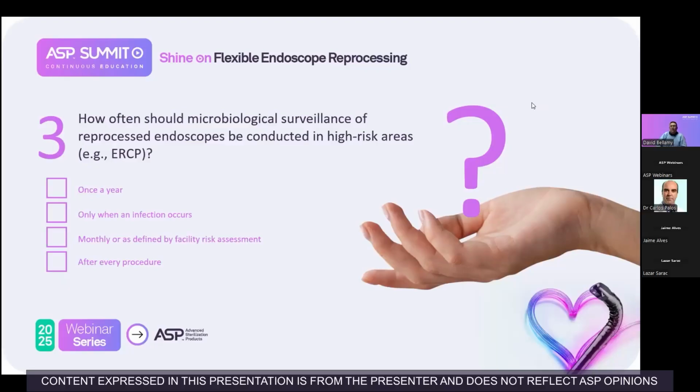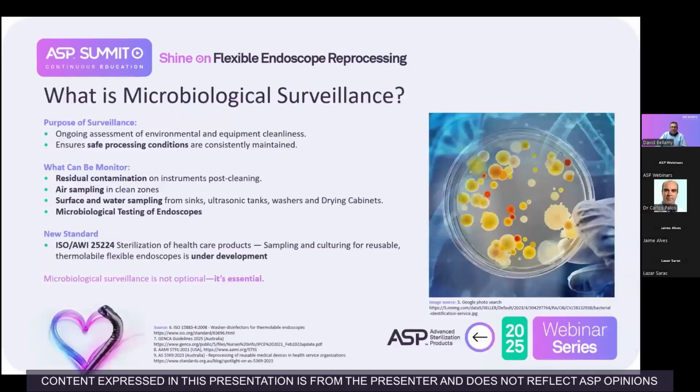So moving forward now into microsurveillance. Microsurveillance is an early warning system for endoscope reprocessing. It's to ensure that we don't just assume cleanliness, it's that we can prove it. The standards and guidelines all emphasize surveillance as a critical component of quality assurance. It's no longer just about ticking a box, it's more about detecting contamination risks before they impact patients.